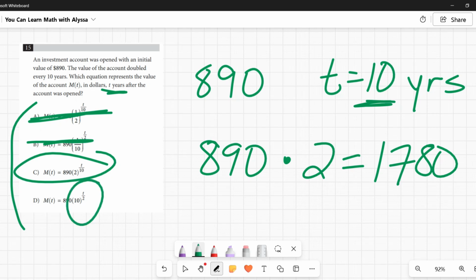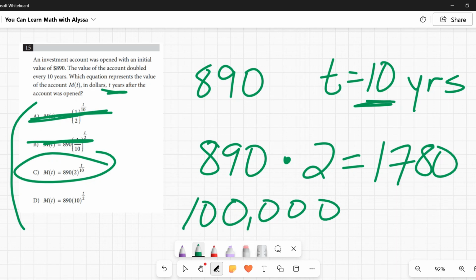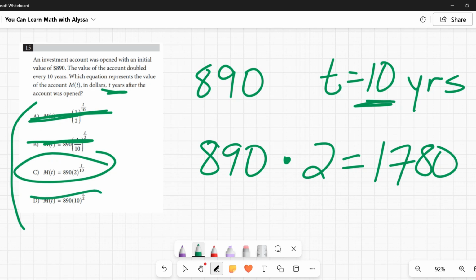You want to double check? Our last one there would be 10 to the power of t over 2, 10 over 2, or 5. 10 to the power of 5 is not 2. 10 to the power of 5 is 100,000. So no, that is not correct either. And then if you really want to double check, you could put all that into your calculator and you will get 1,780.